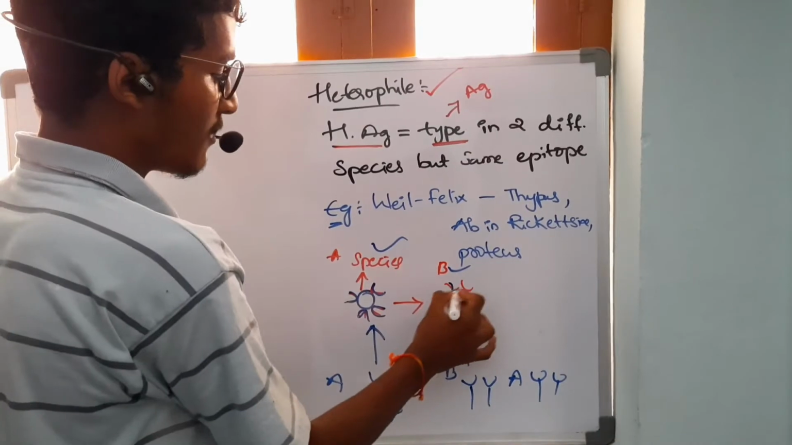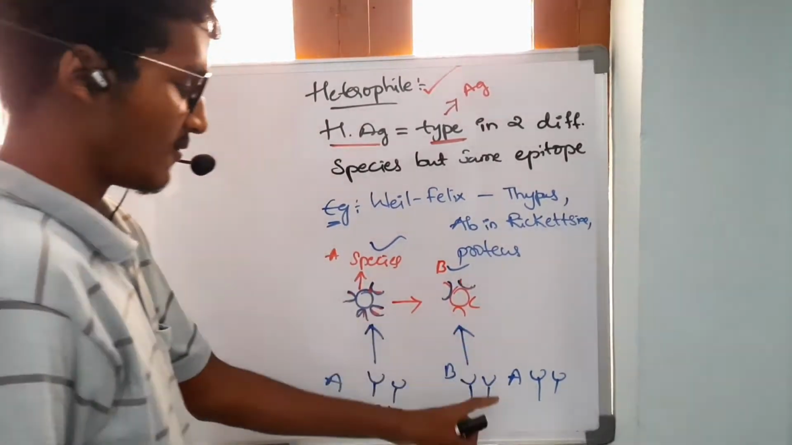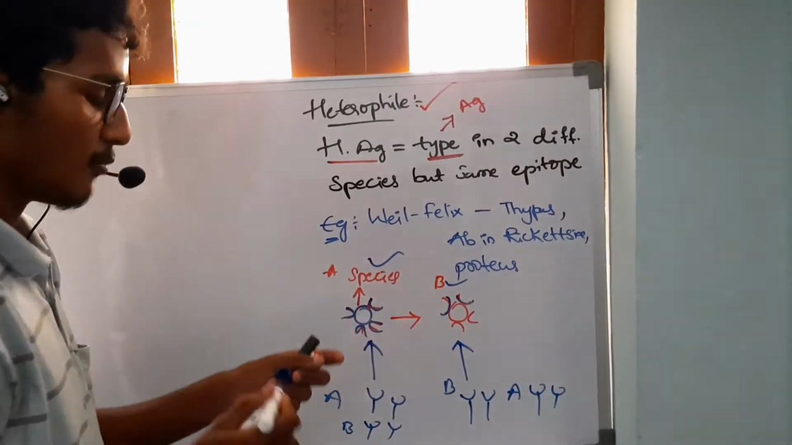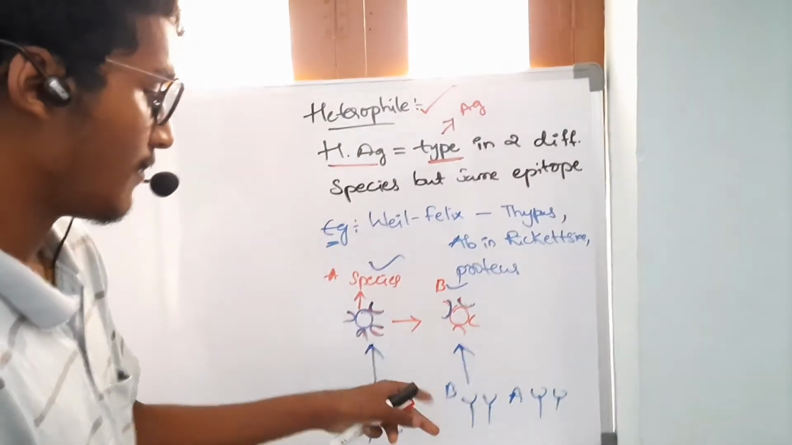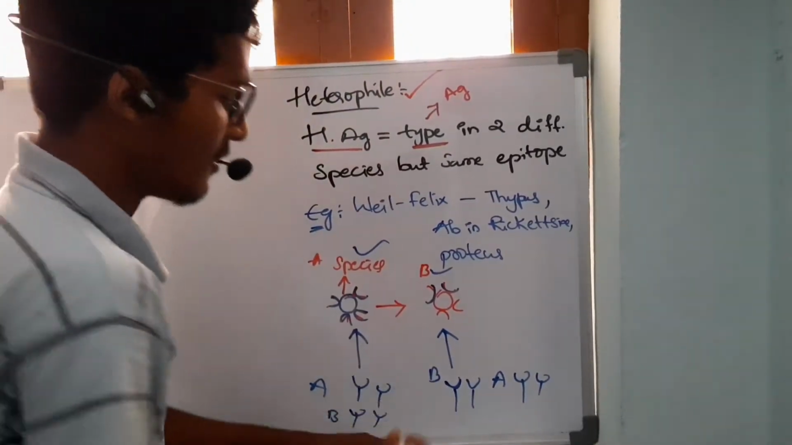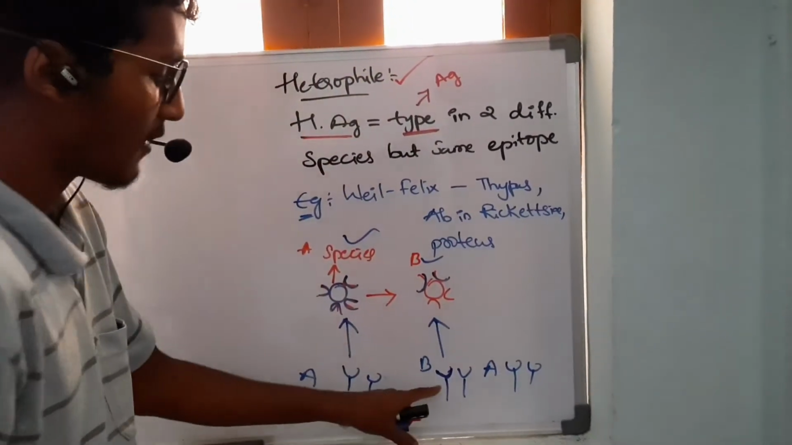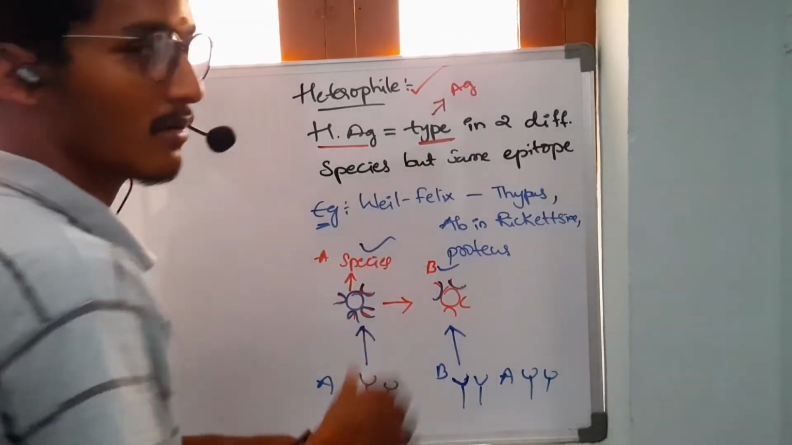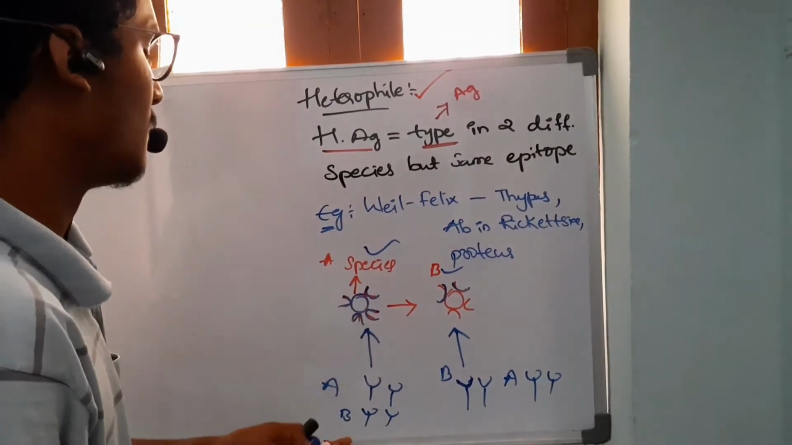The epitope is the region of an antigen that binds with an antibody. The region of the antibody where it binds is known as the paratope. This is the main introduction to heterophile antibodies.